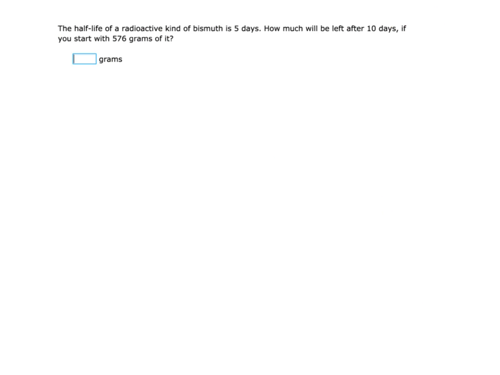Again, we've got half-life, okay, so we're talking about a multiplier of 0.5. The half-life of a radioactive kind of bismuth is 5 days. How much will be left after 10 days? Well, that means since the period it takes for that half-life to occur is 5 days, in our case, X is how many 5-day periods have taken place, which is 2.